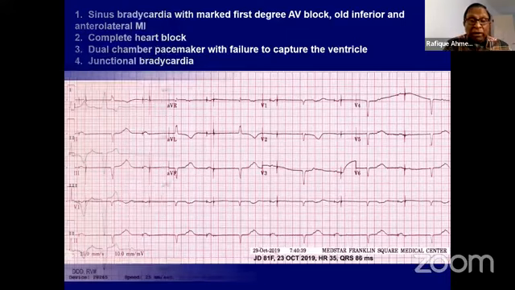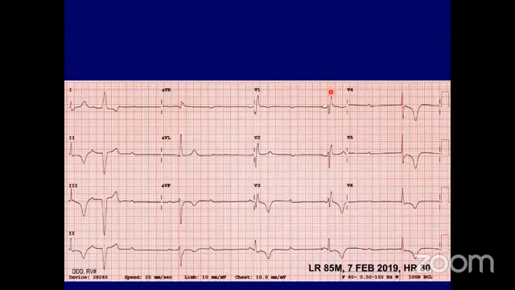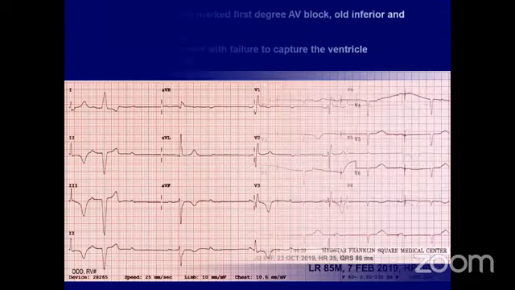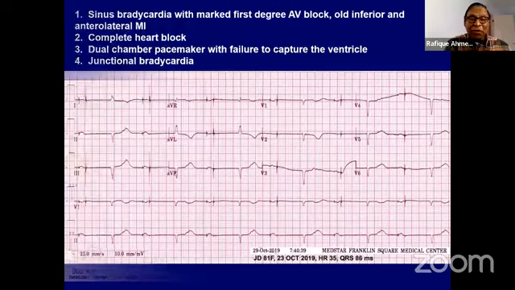And I'll show you one, this one. This is a patient who had a dual chamber pacemaker. Number 3 is the correct answer, right? Yes, failure to capture, number 3. Exactly. So this is the other one.